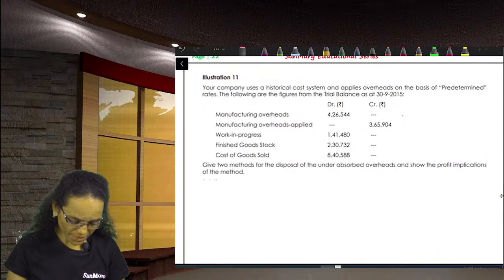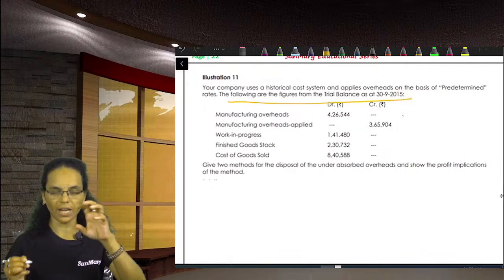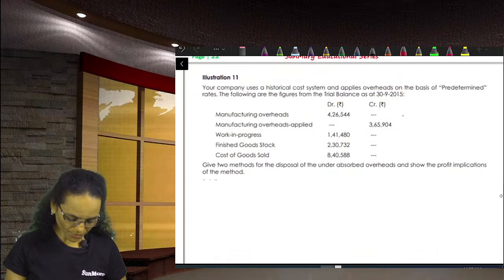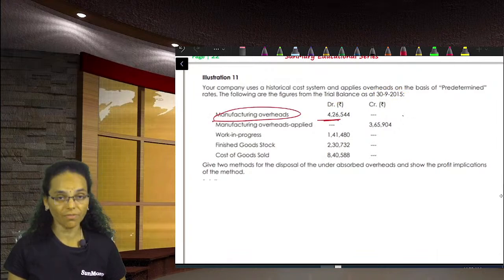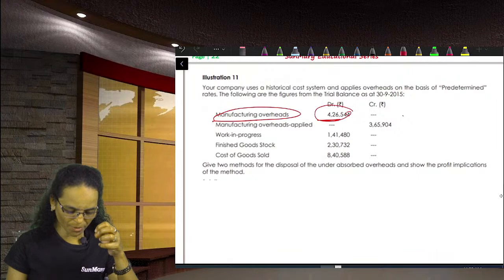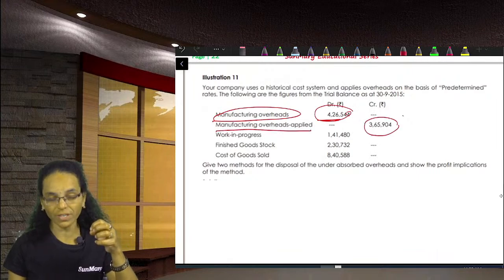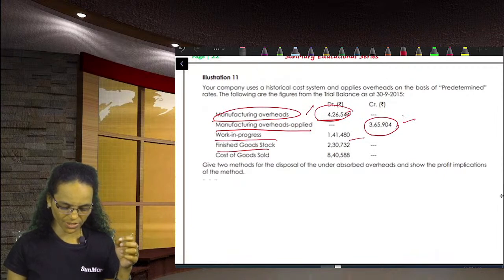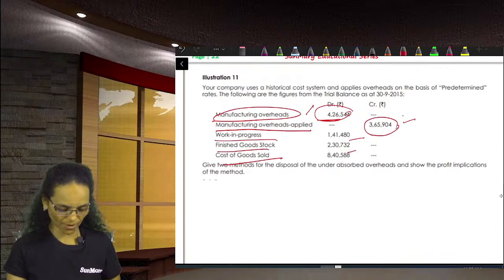The following figures are extracted from the trial balance of the period. Manufacturing overheads incurred is this much, but manufacturing overheads applied, recovered, is this much. Incurred, recovered. Work in progress, finished goods and cost of goods sold are given.